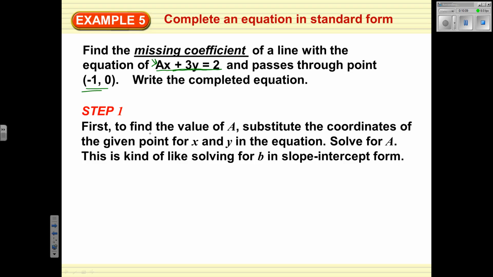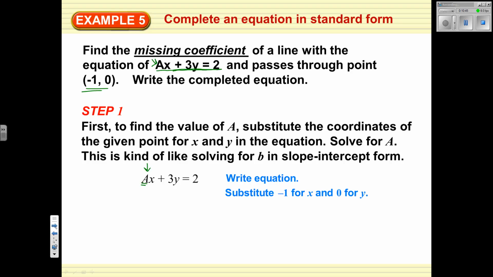So first, to find the value of a, substitute the coordinates of the given point in for x and y. We don't have to worry about slope because there's no m in this equation at all. So substitute the coordinates in for your x and your y, and then solve for a. This is kind of like solving for b in our slope-intercept form, except we don't have to substitute in slope. So here's our example. Write the equation. There's what we're looking for, our a, right here.